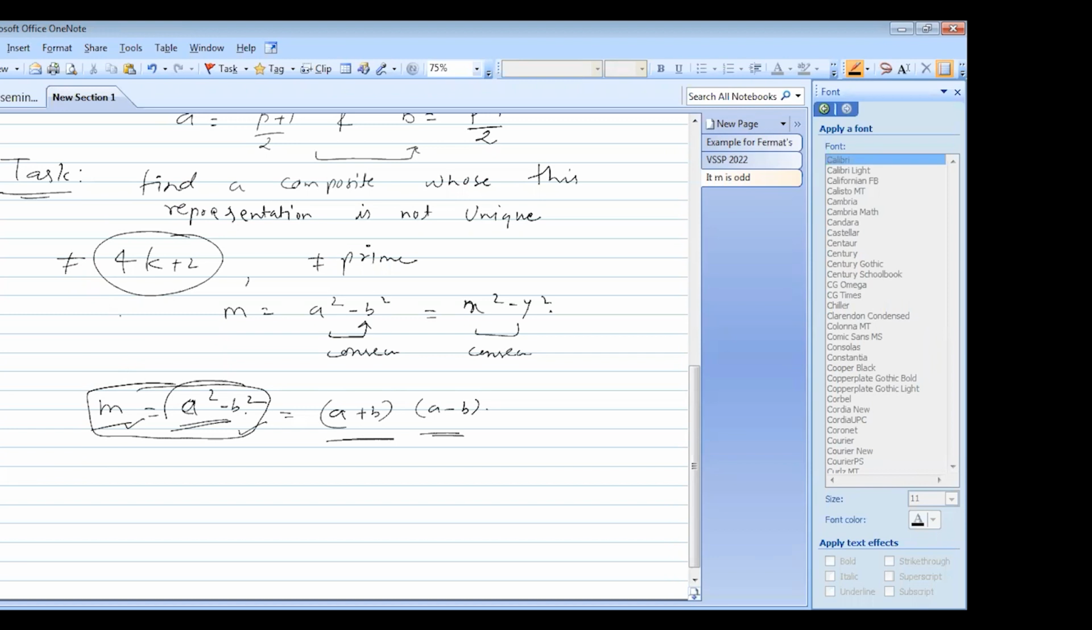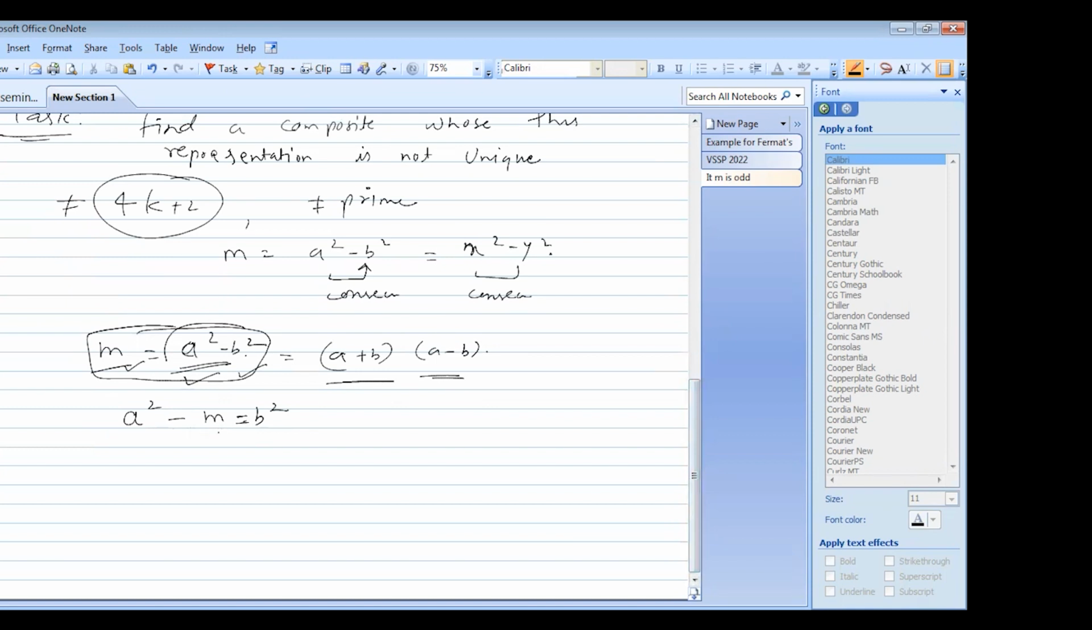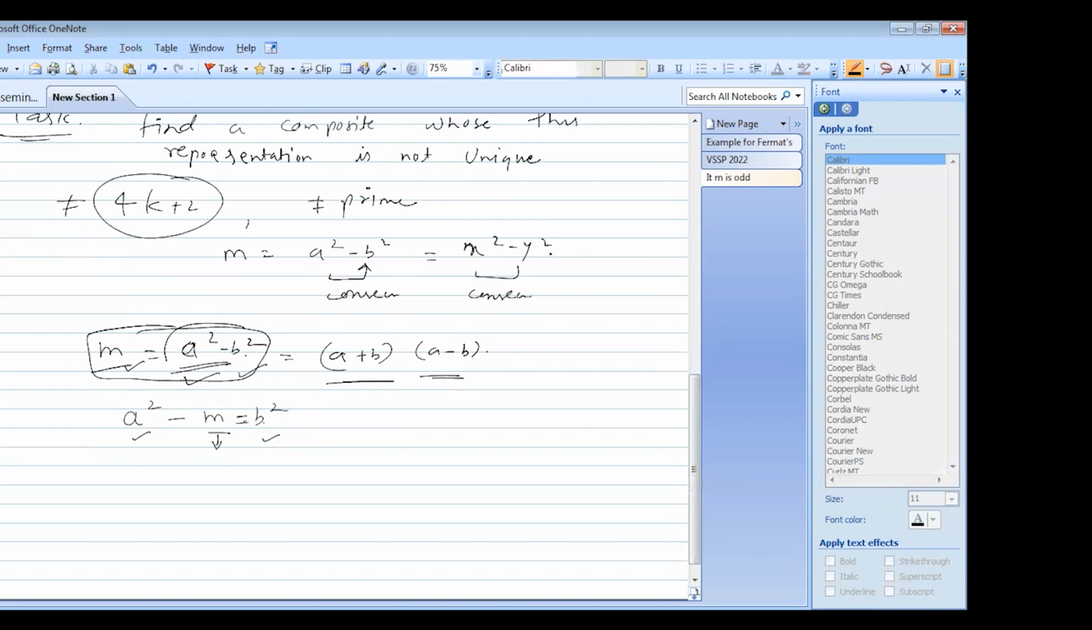I find I can write this as a square minus m equal to b square, right? So m is known to us. We are searching for a and b. As b is any positive integer, so this is also a positive number. So our technique is to find a square minus m as some positive number. Even it can be 0.